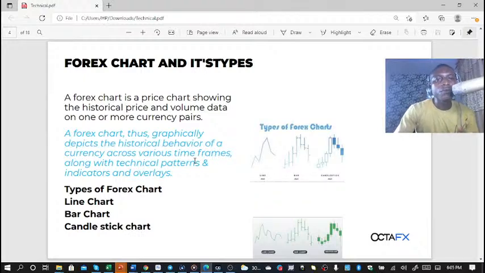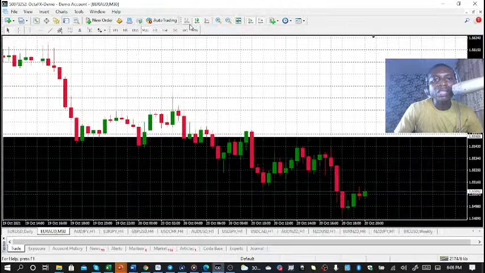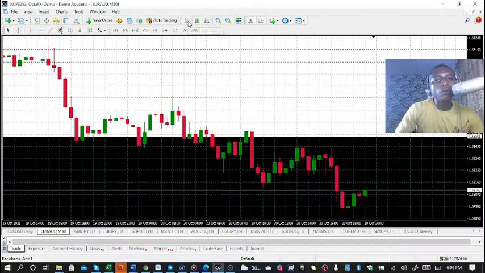Now, the Forex chart has to do with a chart that shows price movement and volumes of currency pairs, right? So now let's take a look at the Forex chart. This is an icon for looking at the Forex chart. We have three types of Forex chart. As you can see, what pops up here, we have the bar chart, we have the candlestick chart, and we have the line chart.